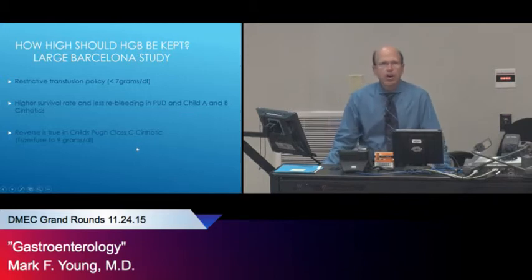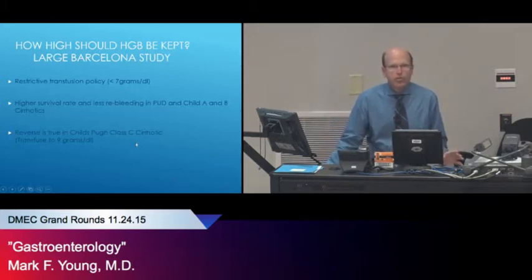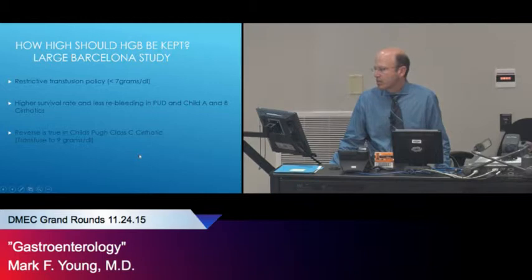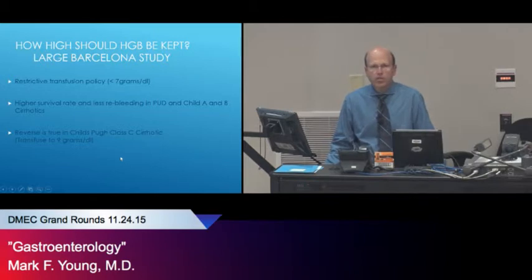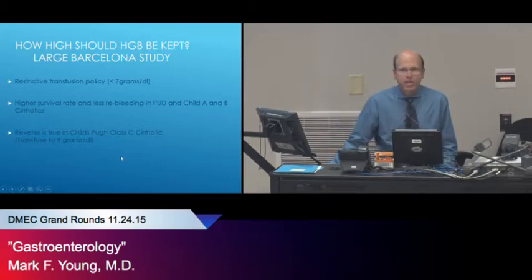The other thing that I know all of you are aware of is the transfusion requirements for somebody that has gastrointestinal bleeding. We now have more of a restrictive transfusion policy based on this Barcelona study, to less than 7 grams per deciliter. Higher survival rates and less rebleeding in peptic ulcer disease and Child A and B cirrhotics have been seen. If you have a Child C cirrhotic, most people would still recommend, based on this Barcelona study, to transfuse to 9 grams per deciliter.